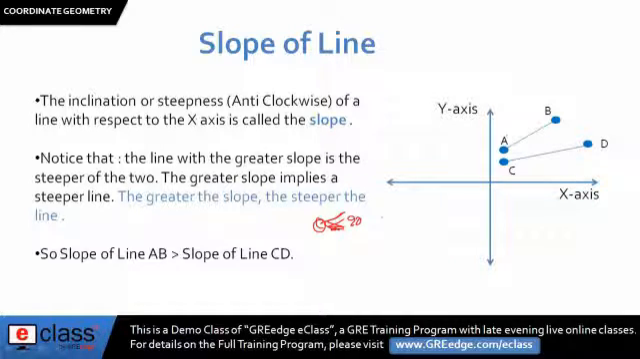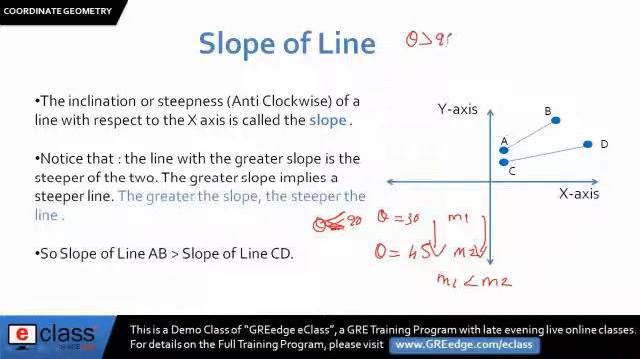For example, if theta is 30 degrees, then the slope may be something, let's take it as m1. If theta is 45 degrees, then the slope let it be m2. Then m1 will be less than m2. Since theta increases, the slope will also increase. That is when theta is less than 90. What will happen if theta goes beyond 90 degrees? If theta goes beyond 90 degrees, then the slope becomes negative.